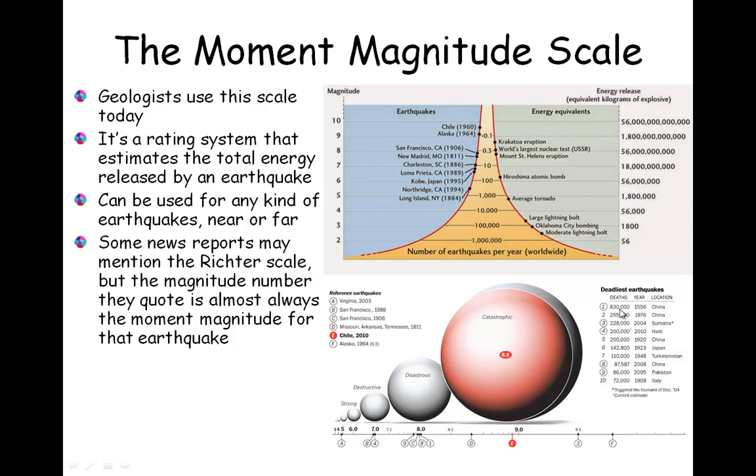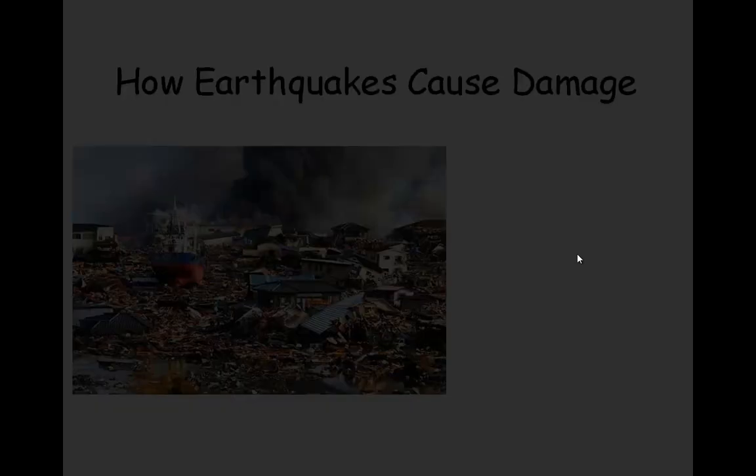In 1556, we had 750,000 people die in an earthquake. 1976, they lost another 250,000. Sumatra, that was the tidal wave. Christmas 2004 killed 250,000 people. So the earthquakes and the tsunamis produced by them, as well as volcanic eruptions, are a killer.